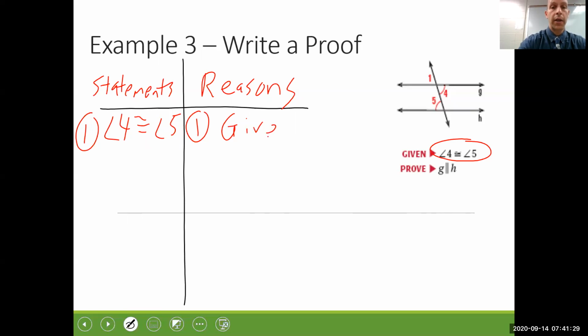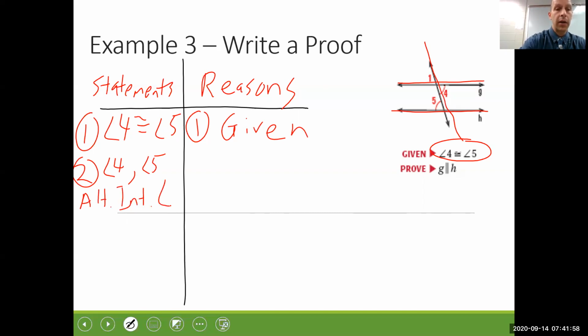Now I'm going to add a little detail about this. What would you say is true about angles 4 and 5? What kind of angles are those? And I'm not asking if they're acute or not. When we look at the transversal here and these two lines, what kind of angles are those? So in step 2, I'm going to write that angle 4 and angle 5 are alternate interior angles. I hope you would agree with that. They're on different sides of the transversal and they are interior.